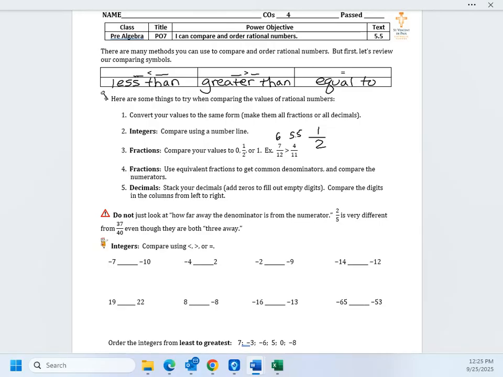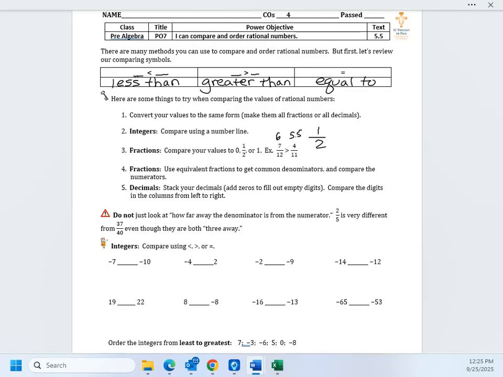So I don't have to get common denominators and go through all of that work. I can say, well, I know 7/12 is greater than 4/11 because 7/12 is bigger than a half and 4/11 is less than a half. So I can use that halfway mark to really help me without having to do extra work. Because I'm all about those little fun things that we can do to save ourselves a little bit of work.